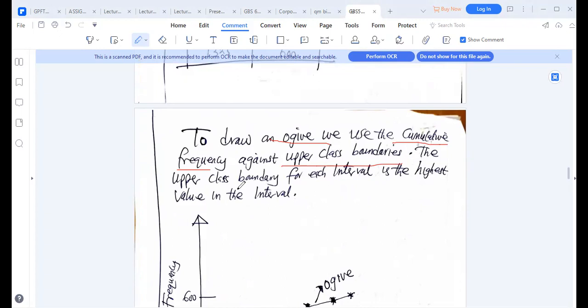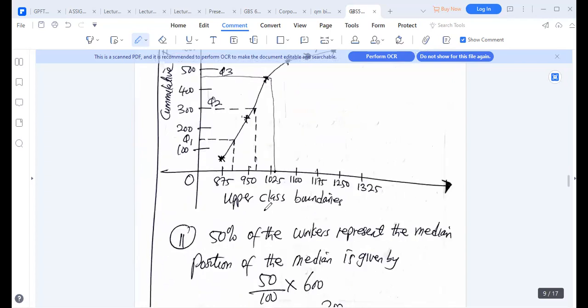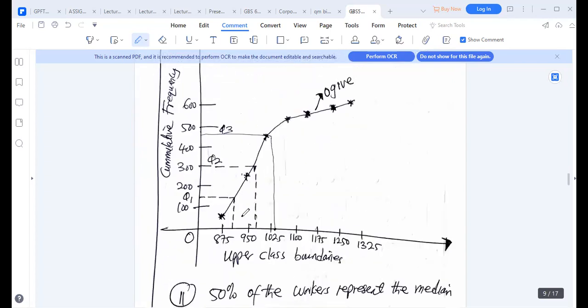So the upper class boundary for each interval is the highest value in the interval. So the cumulative frequency here is against the upper class boundaries. So at 875, we have 69. Then we have 950 and the other one.